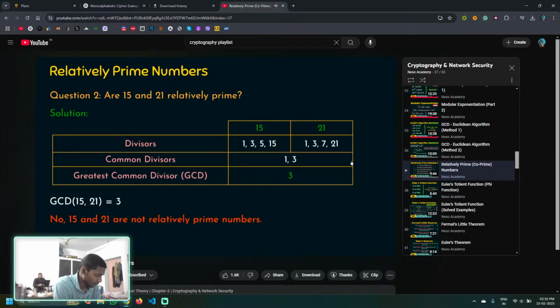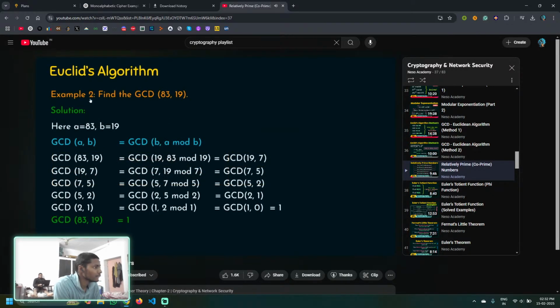Now I'm going to show you an example which we have seen in the previous presentation, where we found the GCD of 83 and 19 in example 2. I hope you can remember this. If not, I request you to watch my previous lecture, where we confirmed the GCD of 83 and 19 is 1. So when the GCD of two different numbers is 1, it means these two numbers are relatively prime. If you are given a question to find relatively prime numbers, I recommend you apply Euclid's algorithm and find the GCD.